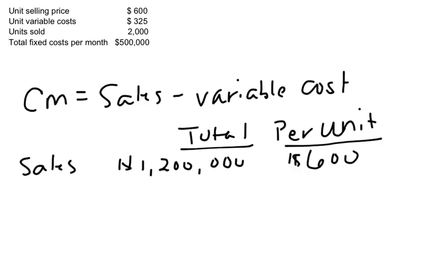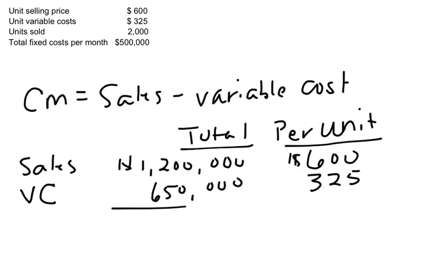All right. Again, just to save time, I'm just going to put VC. You would want to write this out, but this is variable costs. My unit variable cost, again, is $325. It states that already in the information I was given. I've sold 2,000 units, so I'm going to take the 2,000 times the $325 per unit, and that's going to give me a total of $650,000 in total variable costs.